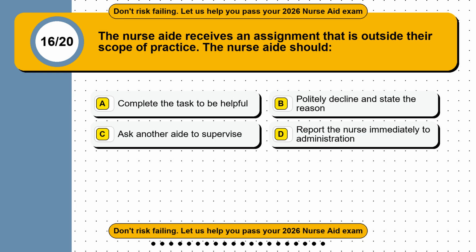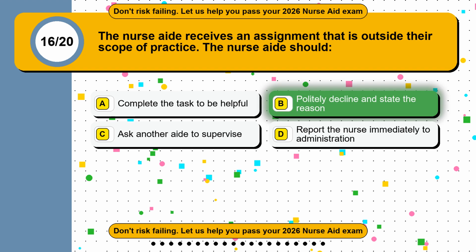Question 16. The nurse aide receives an assignment that is outside their scope of practice. The nurse aide should: Option A, complete the task to be helpful. Option B, politely decline and state the reason. Option C, ask another aide to supervise. Option D, report the nurse immediately to administration. The correct answer is option B, politely decline and state the reason.